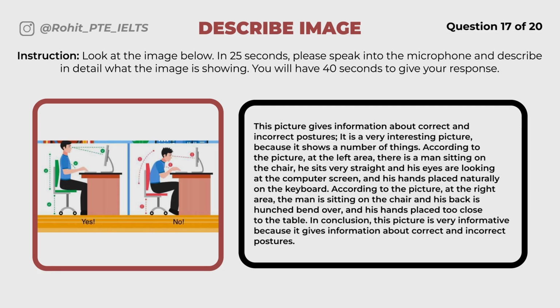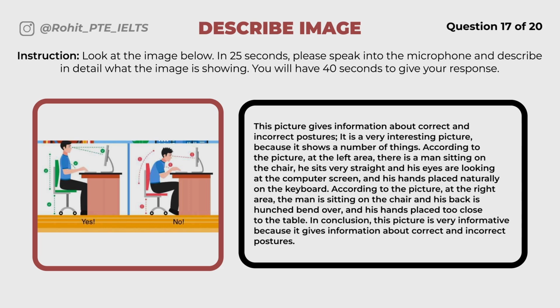This picture gives information about correct and incorrect postures. It is a very interesting picture because it shows a number of things. According to the picture, at the left area, there is a man sitting on the chair. He sits very straight and his eyes are looking at the computer screen and his hands are placed naturally on the keyboard.